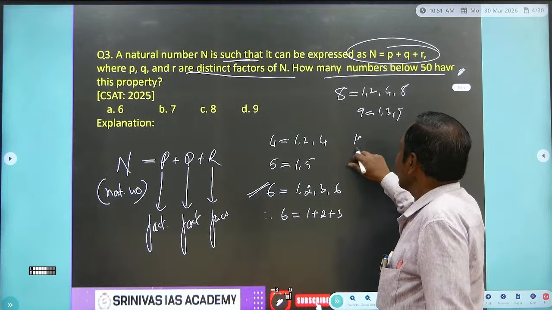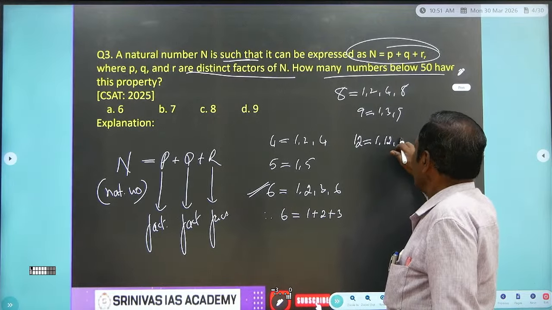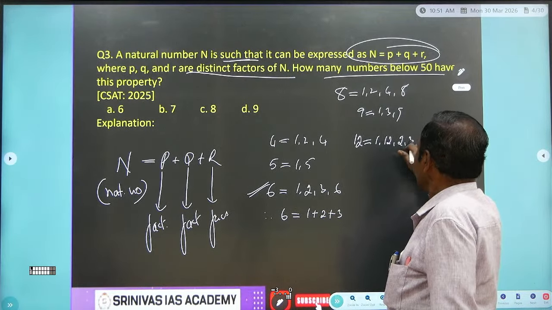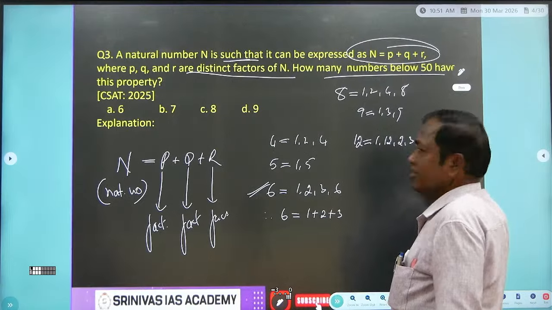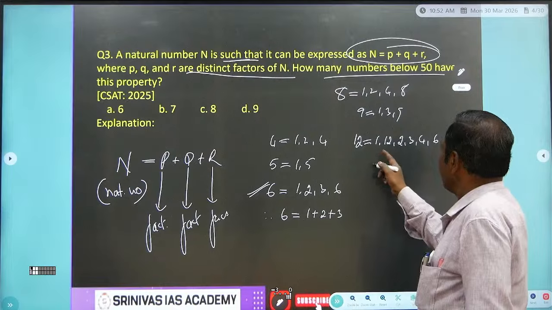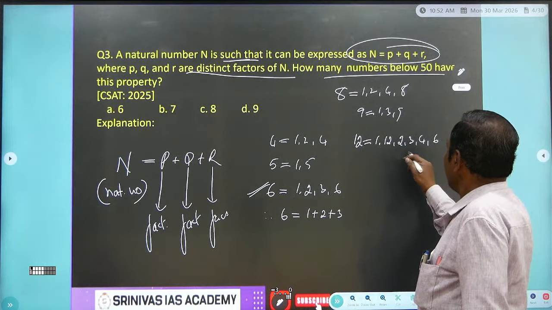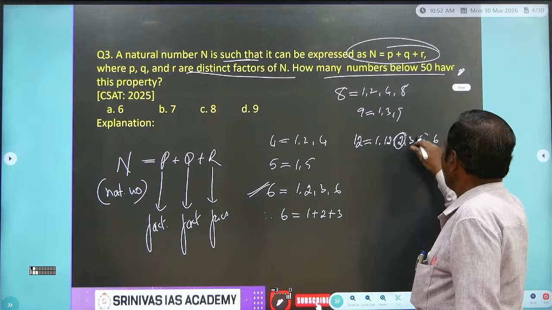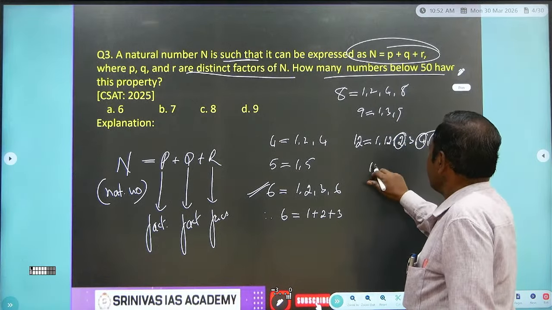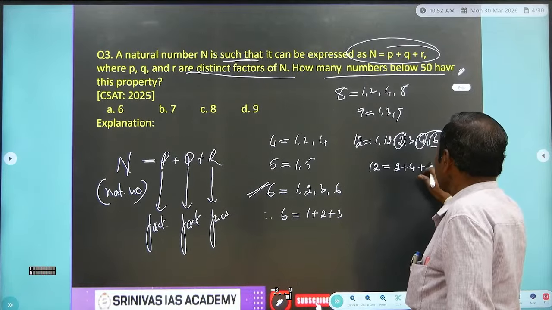12, let us take 12. Its factors are 1, 2, 3, 4, 6. Where do you get 12? Leave 1, take 2, 4, 6. It means 12 is equal to what? 2 plus 4 plus 6.